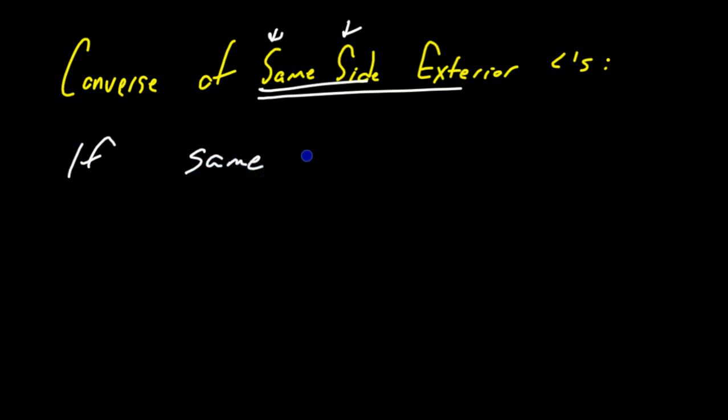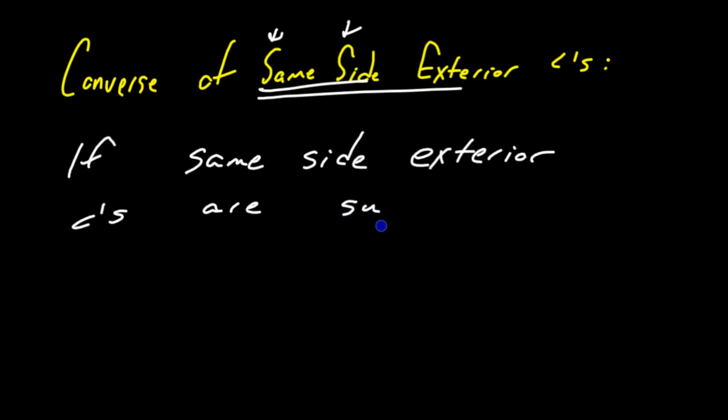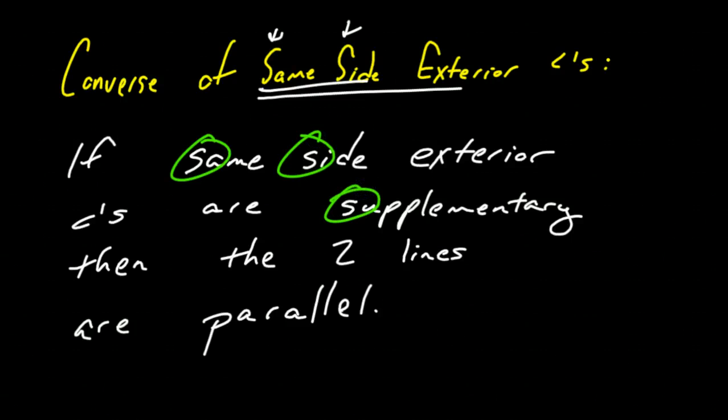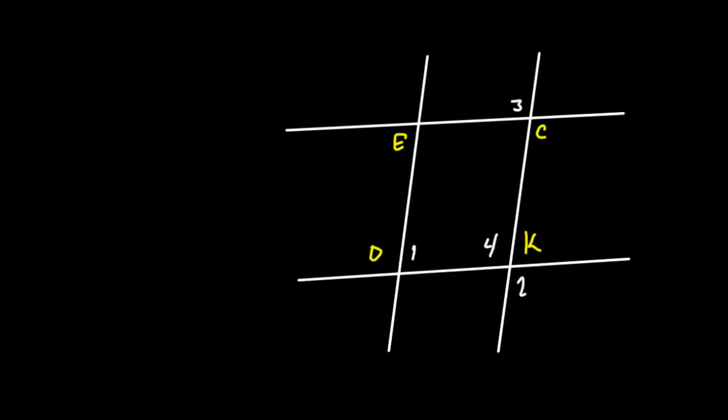So, converse of the same side exterior angles. If same side exterior angles are supplementary, same side, supplementary. If those angles are supplementary, then, again, you have parallel lines. All right, so let's go ahead and use this. And remember, like I said, the easiest way to think of this is S, same side, supplementary.